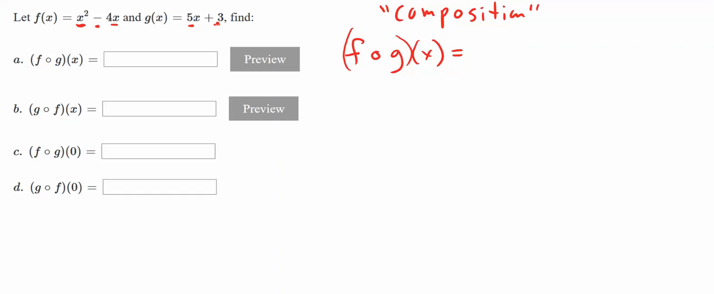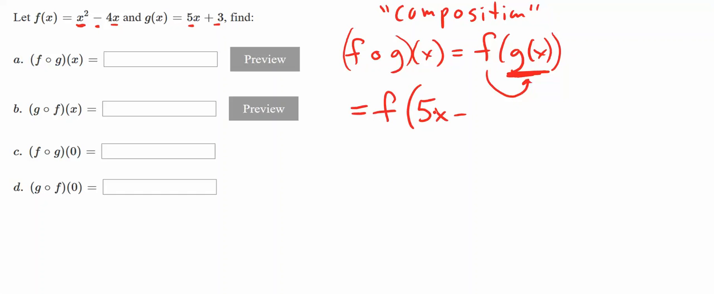And so what we have is f of g of x. What we really are doing is putting the g function inside the f function. Doesn't matter which way you write it, but normally we would just write the g function first. So we're going to say f of, and the g function technically is 5x plus 3. And then we're going to plug in 5x plus 3 each time we see an x value in the f function here.